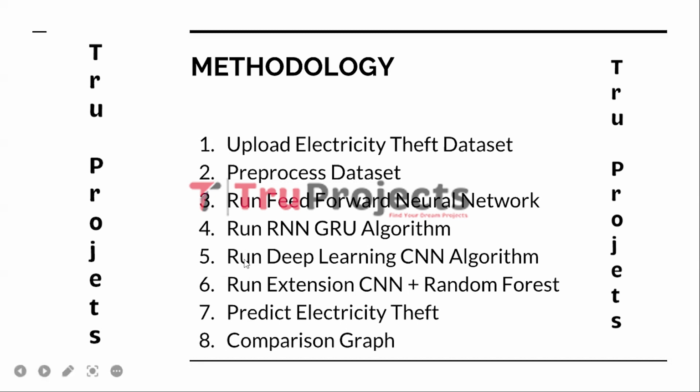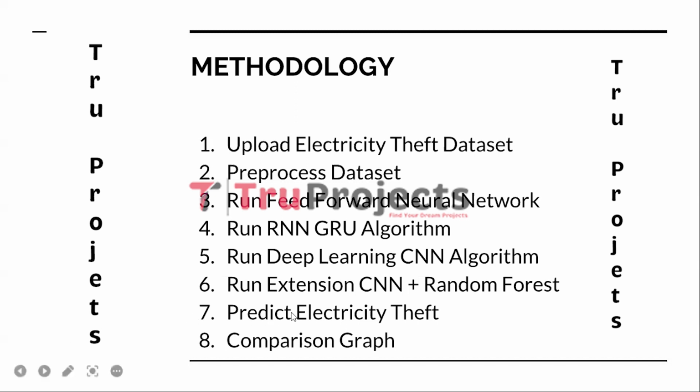The fifth module is Run Deep Learning CNN algorithm. The processed training data is input into a CNN, that is Convolutional Neural Network algorithm, to train a theft detection model. The trained model is then applied to the test data to calculate the prediction accuracy. The sixth module is Run Extension of CNN plus Random Forest. This module involves feature extraction from the CNN model. The extracted features are then used to retrain a hybrid model using the random forest algorithm. The test data is then applied to this hybrid model to calculate its accuracy in detecting electricity theft.